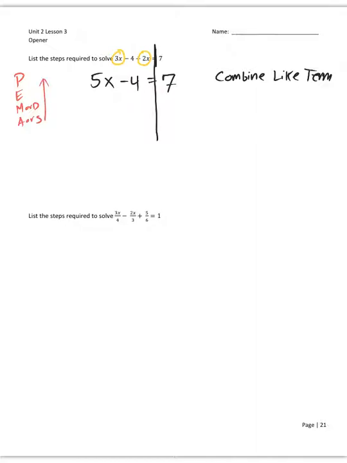So if I want to undo addition or subtraction first, I have to undo that minus 4. So I'm going to add 4 to both sides. 5x equals 7 plus 4 is 11. And then I have to undo multiplication or division. So undo this multiplication. So what did I do? In the red step, I added 4 to each side of my balance.